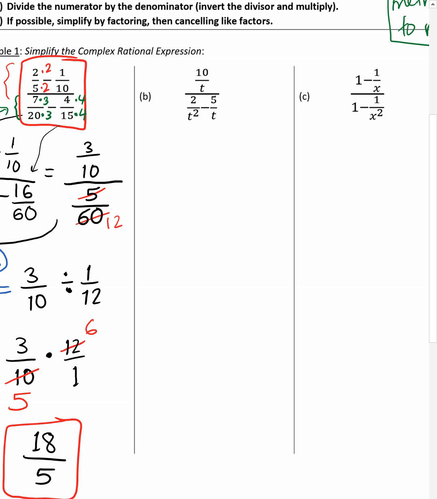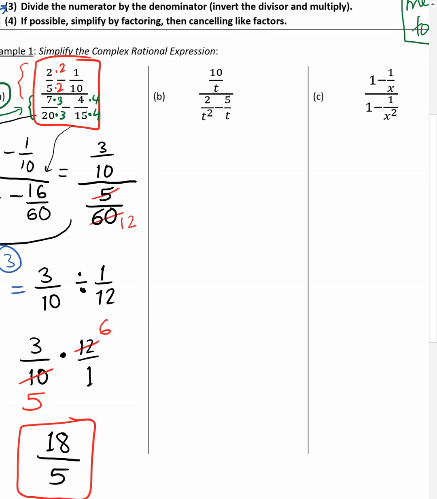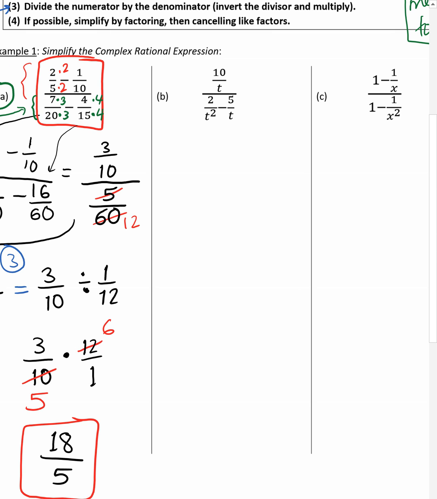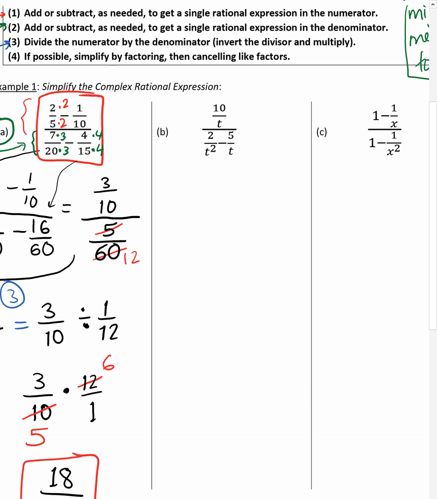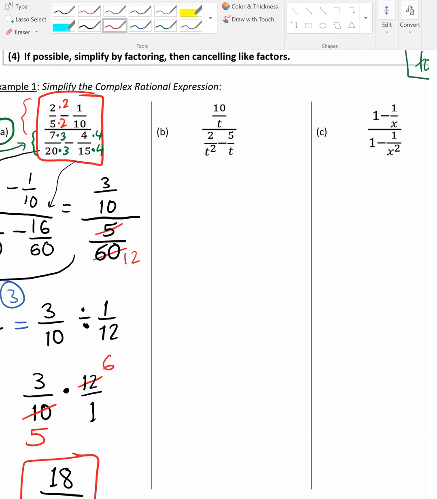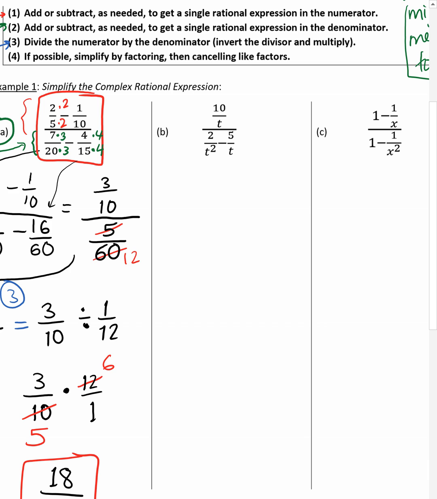Alright, so I think that was good. Let's try that on part B. It's going to be a little more complicated in part B because there are actually variables, so it's going to be a little harder, but at least by now we have the idea because we've seen part A with the numbers. So we have to go back to the beginning. Step 1 says you want to add or subtract as needed to get a single rational expression in the numerator. But notice that this numerator is already one rational expression.